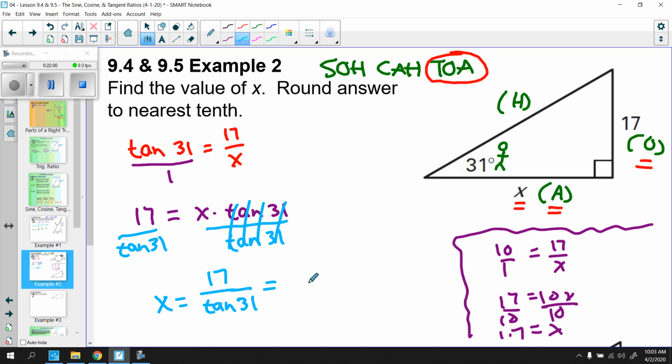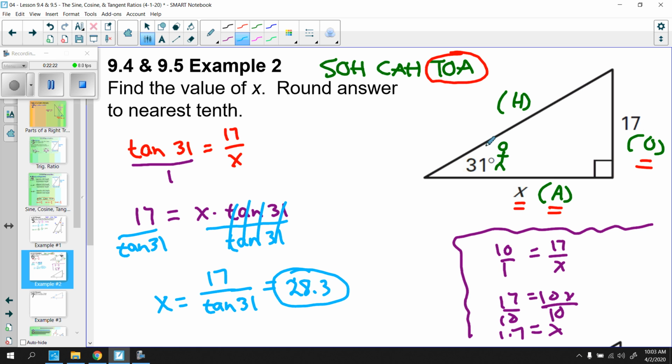My calculator says 28.29, so if we're rounding to the nearest tenth, we're going to say 28.3 units. Okay, which I think is reasonable, right? This is 17, this just looks larger, so it should be longer. Sure, 28.3, I can buy that.